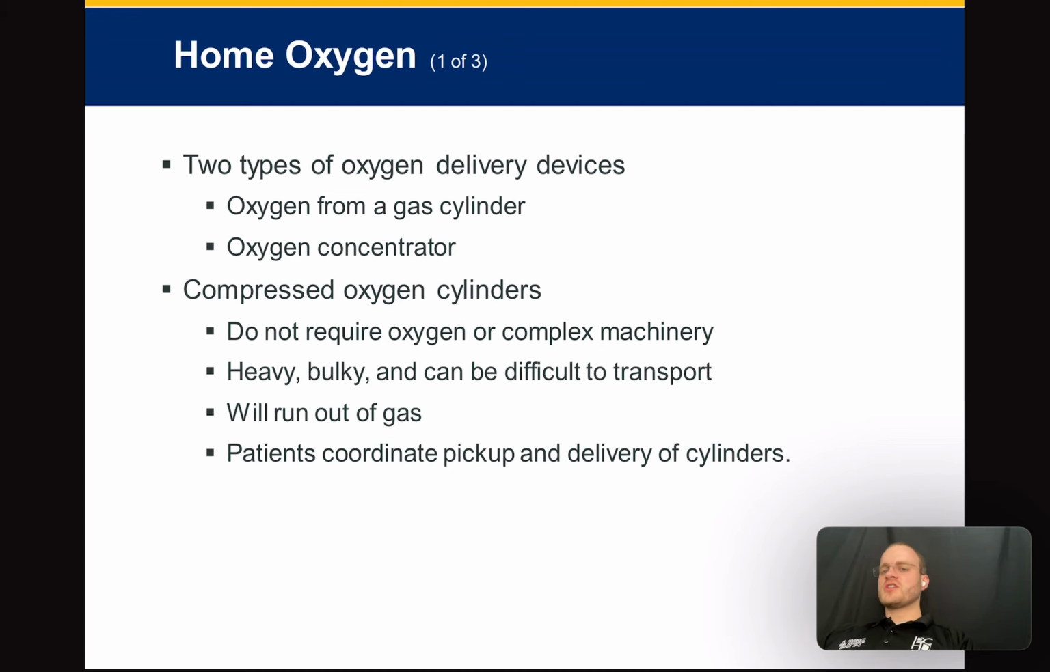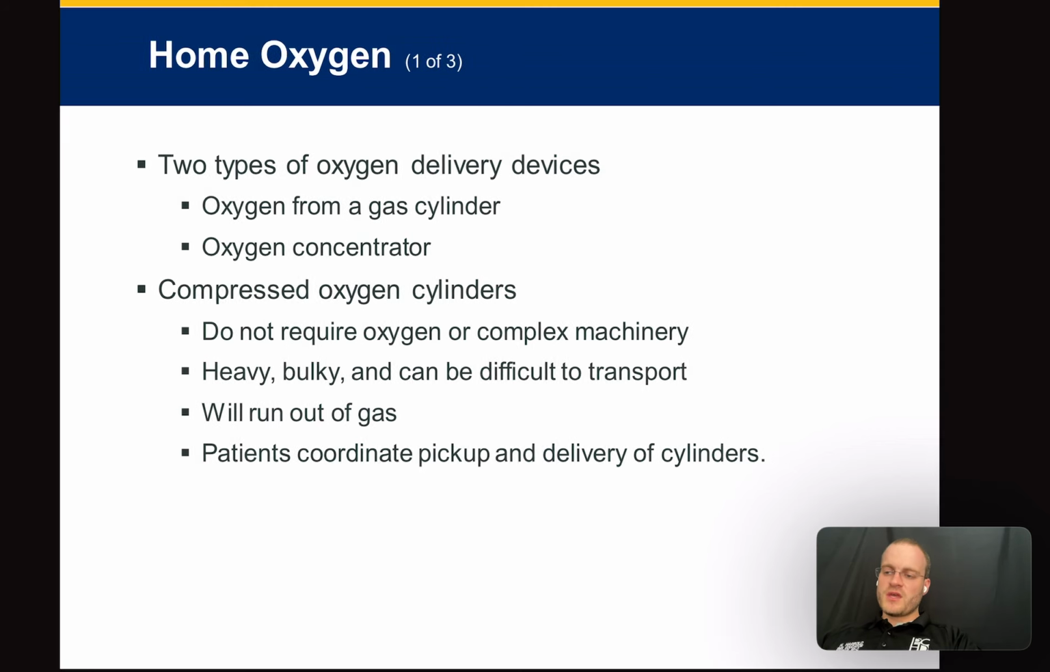There are two types of oxygen delivery devices for home oxygen. Typically it's in a gas cylinder, most commonly when they're portable, like in their car, or a concentrator. These are the little machines that plug into the wall and concentrate oxygen from the environment for the patient. You know what a compressed oxygen cylinder is. They're heavy, bulky, and difficult to transport. Eventually it's going to run out of gas. Patients coordinate pickup and delivery of cylinders at their home. Usually their home health will manage that.